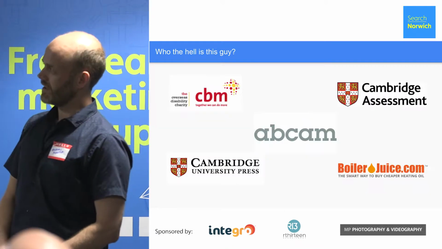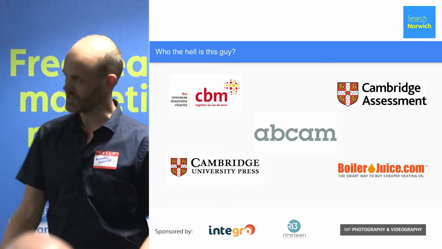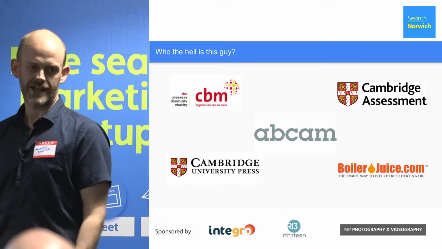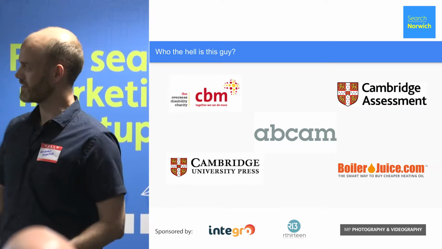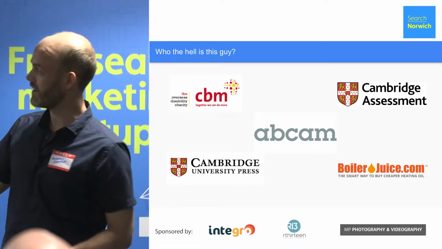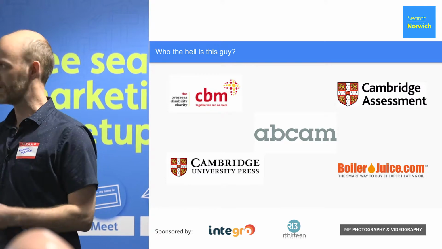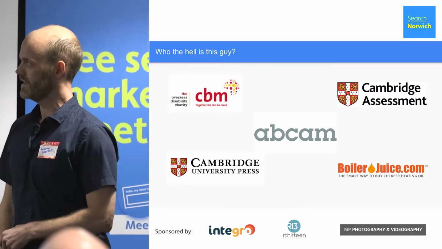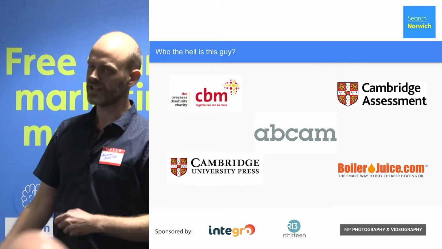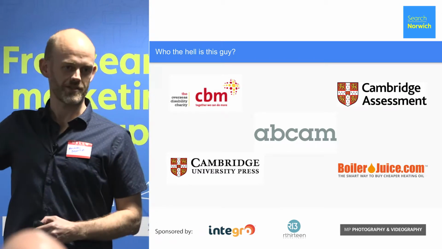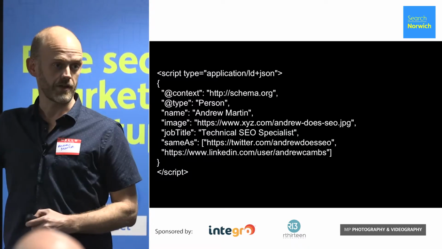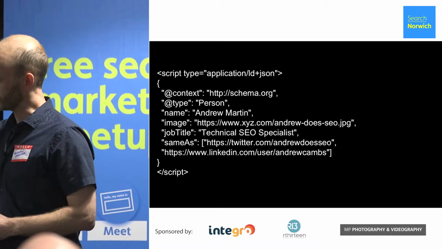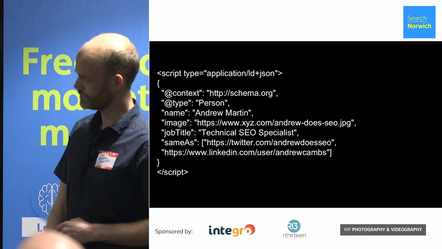I've worked for a number of companies: a disability charity, an academic publisher, an exam board, a price comparison site, and I'm currently working for the guys in the middle there, Abcam, which is a biotech company that works in antibodies. Essentially, this would also say who I was, and this is an example of Schema, and we'll come on to that a little bit more in a moment.